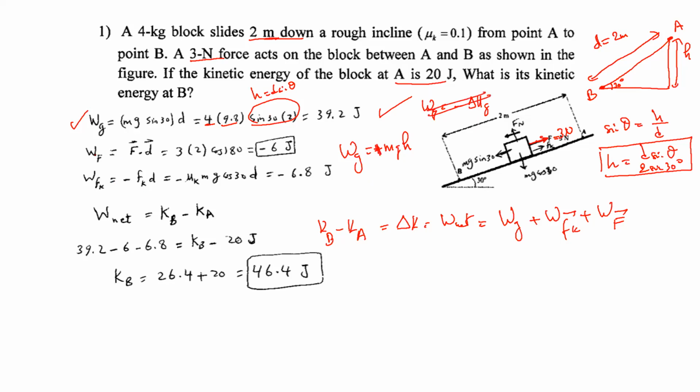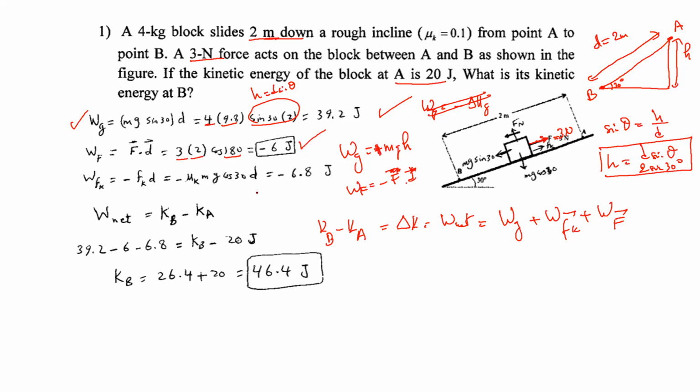Now what is the work of F? Of course, the work of F will be minus Fd, because d is downward, F is opposite, so the angle between them is 180. So it will be just minus F, 3 Newton, multiplied by d, which is 2, and you get minus 6.